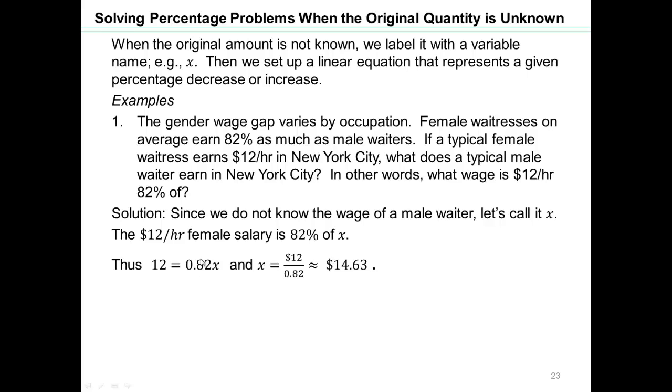And now we've seen how to isolate the variable x. You'd have to divide both sides by 0.82. And so that would be your answer. You also know how to do this long division, so you can go ahead and do that. So that'll be about $14.63. So male waiters earn $14.63 per hour versus female waitresses earn 82% of that, which is $12 an hour. It's always important to end your answer in words. So the male waiter makes $14.63 per hour.